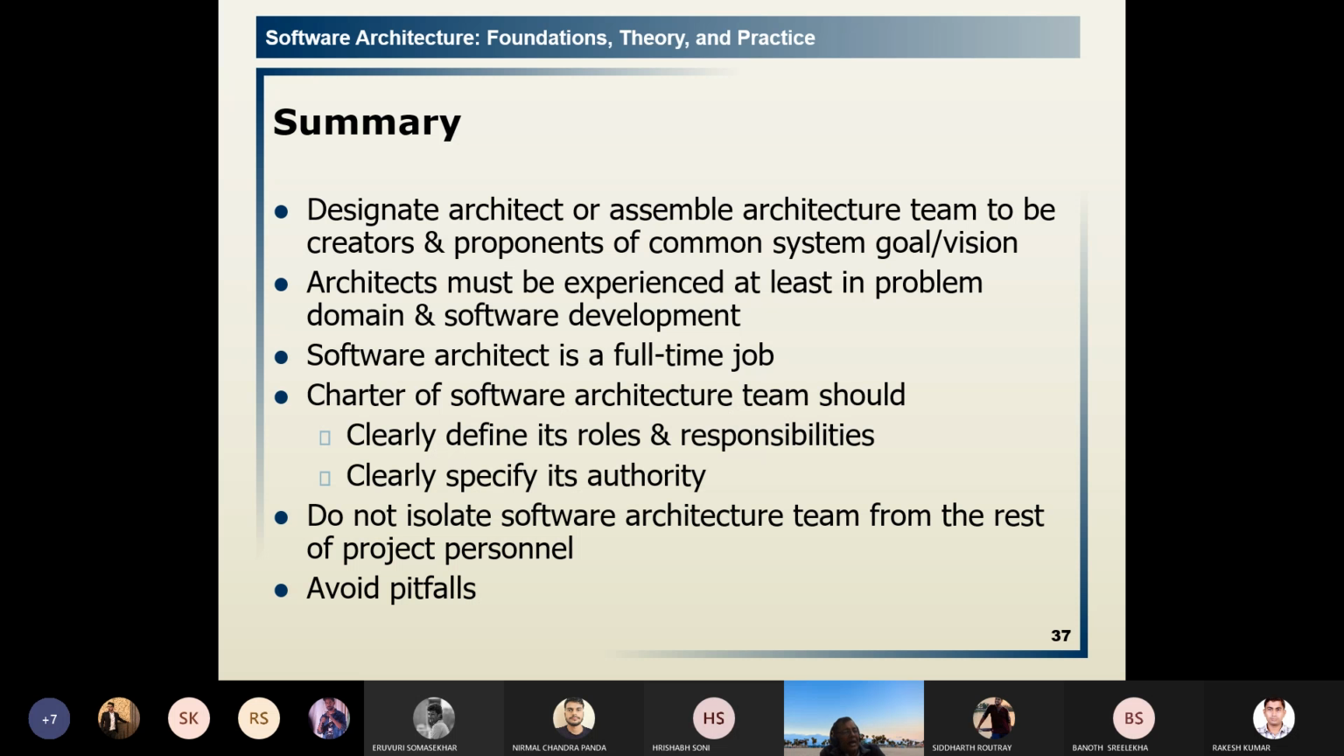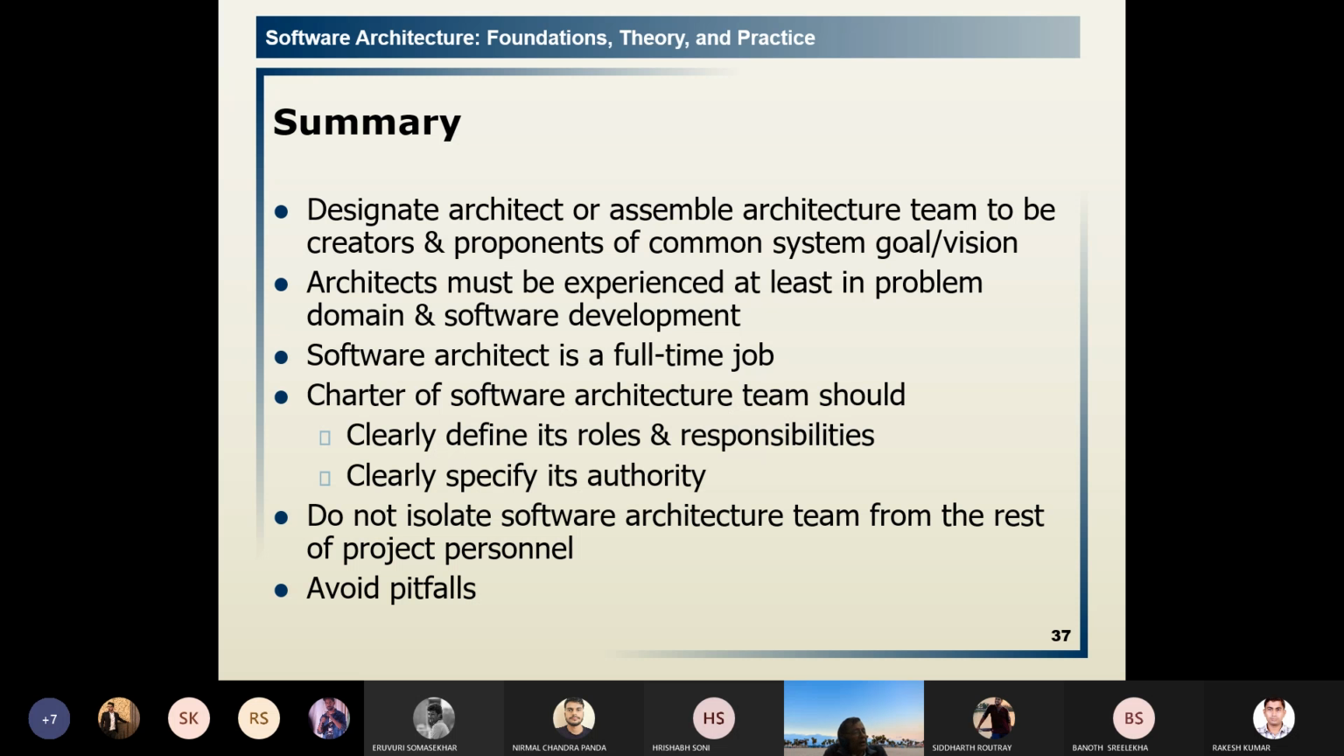The company designates an architect or assembles an architecture team to be creators. They are the creators and proponents of a common system goal and vision. Proponent: they propose a common system goal, a goal common to all the members. They propose a goal or vision for all the members in the team. They are the creator. The architects must be experienced at least in the problem domain and software development.